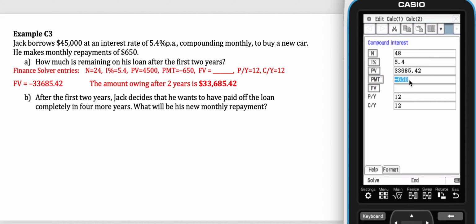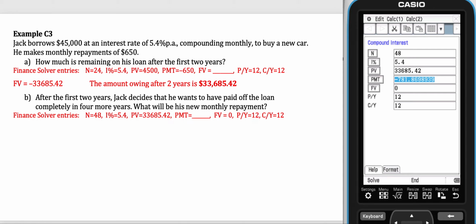Okay, the payment is going to change. That's the thing we're trying to work out, so we're going to leave that blank. The future value, well, we're saying that in 4 years, after these 48 payments, we want the future value to be 0, so FV will be 0. All right, so we've got everything we need in there except for one number. We push that button, and the payment that comes out is $781.87.